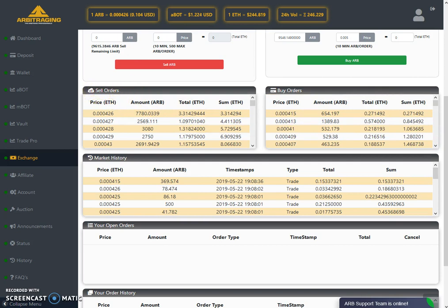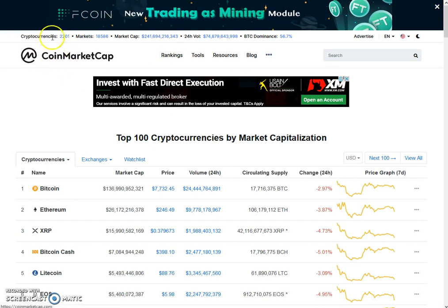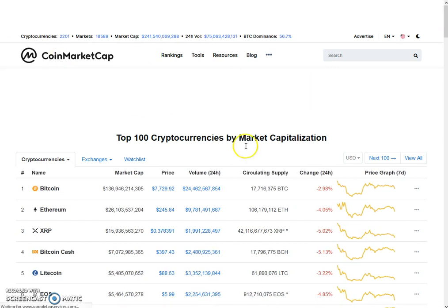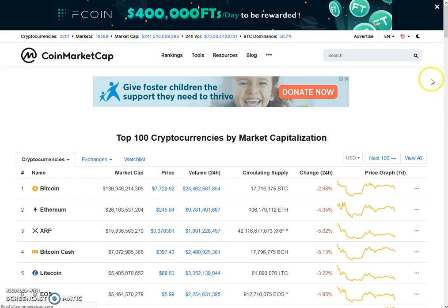Okay, now let's move to CoinMarketCap. Bitcoin is also a lot down today. It is almost $300 down. Ethereum is around $15 down. Now let's move towards the Arb coin.